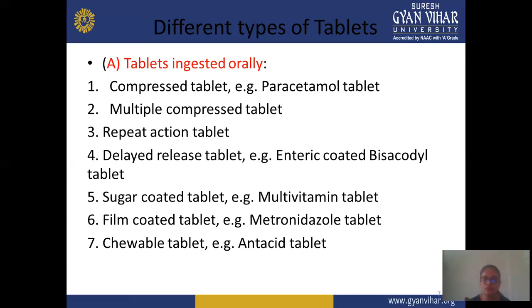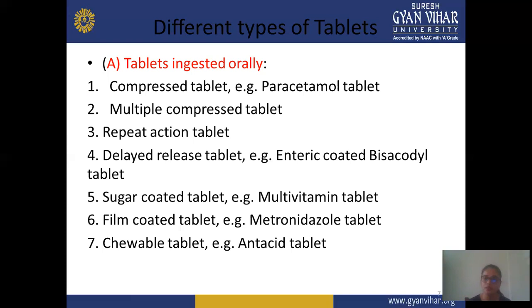And next is sugar coated tablet. In sugar coated tablet, such as multivitamin tablet, you mainly coat the tablet with sugar coating material or any sweetening agent. This tablet is mainly used to overcome bitter taste or odor, and the formulation is mainly prepared for children. And next is film coated tablet. In film coated tablet, you just make one film of polymer on your tablet. Metronidazole tablet, for example.